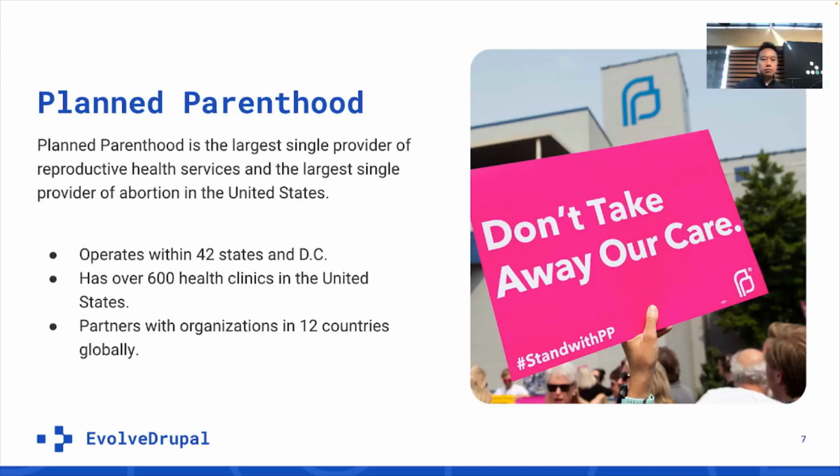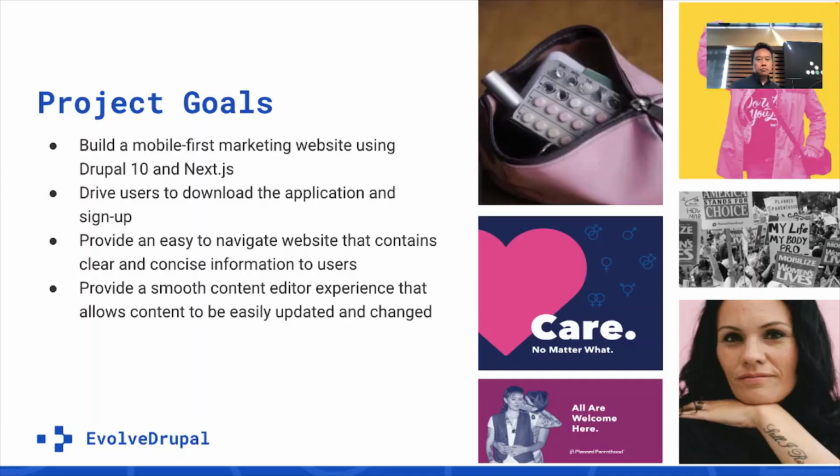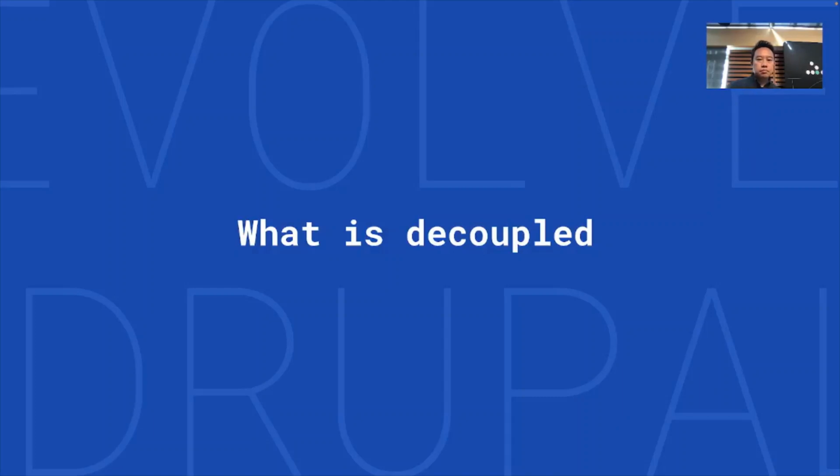Okay, let's move to our goals and objectives for this project. We worked closely with Planned Parenthood, and our goal was to build a mobile-first Drupal project that drives people to download the app. Our goal was also to provide a smooth content editor experience that allows content to be easily updated and changed. And of course, to build a very beautiful design to make it more attractive for the young audience.